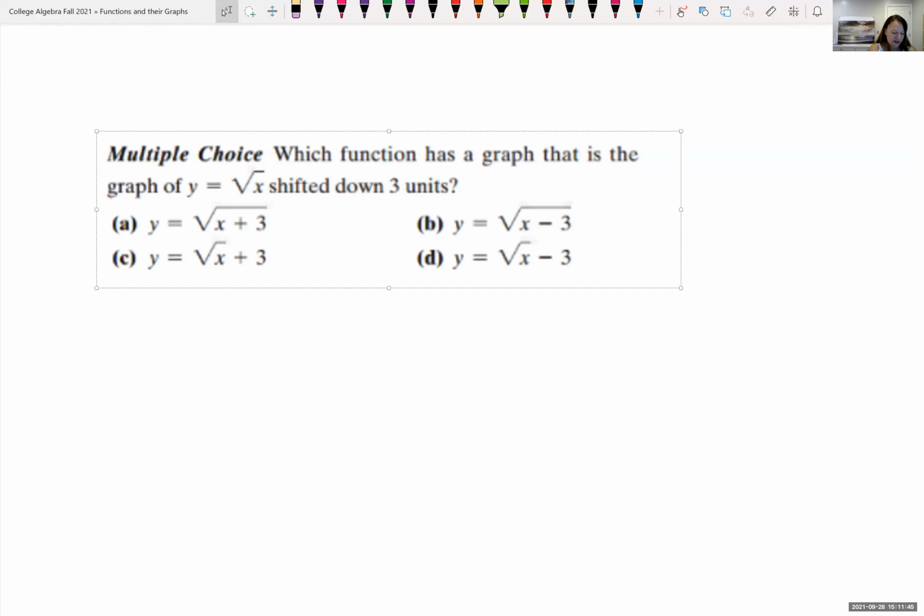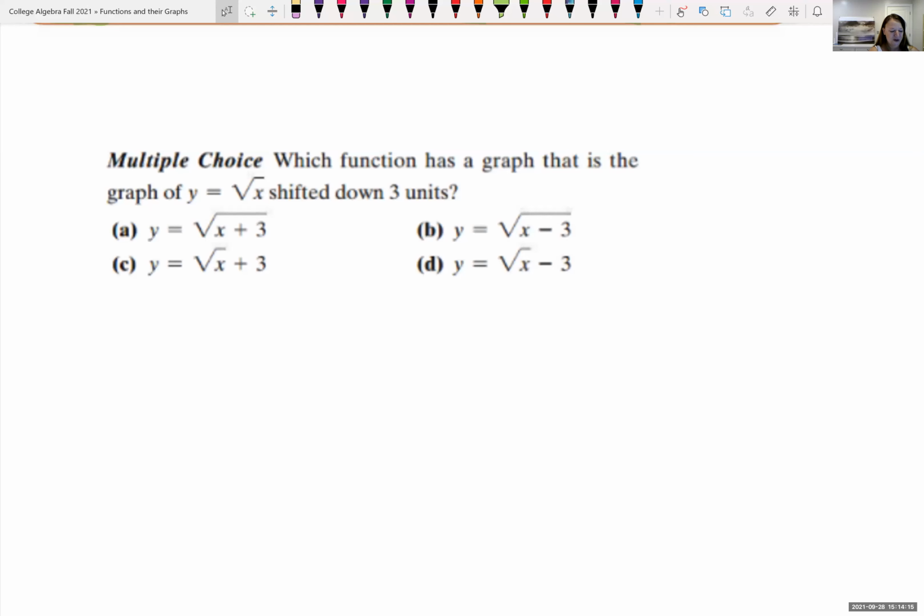So it's multiple choice. Which function has a graph that is the graph of y equals f of x, y equals the square root of x, shifted down 3 units? Do you think it would be A, B, C, or D? Okay, so those of you that answered D are correct.